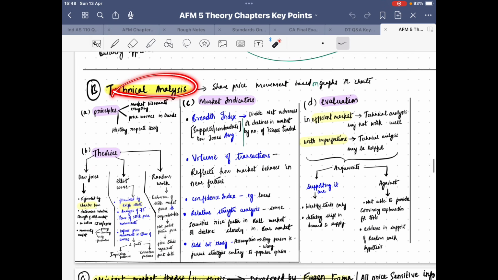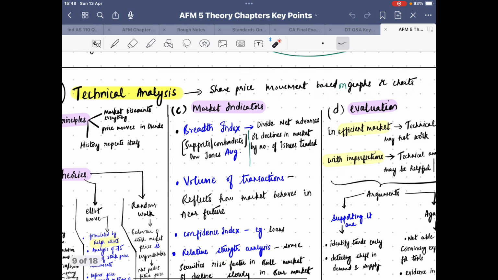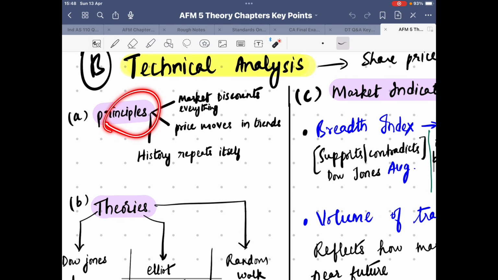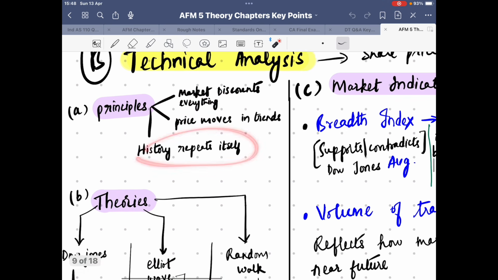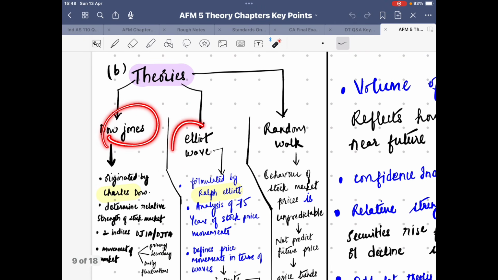Next coming to technical analysis, share price movement based on graphs or charts. Principles: market discounts everything, price moves in trends, history repeats itself. It has 3 theories: one is Dow Jones, another is Elliott wave theory, and then random walk theory.